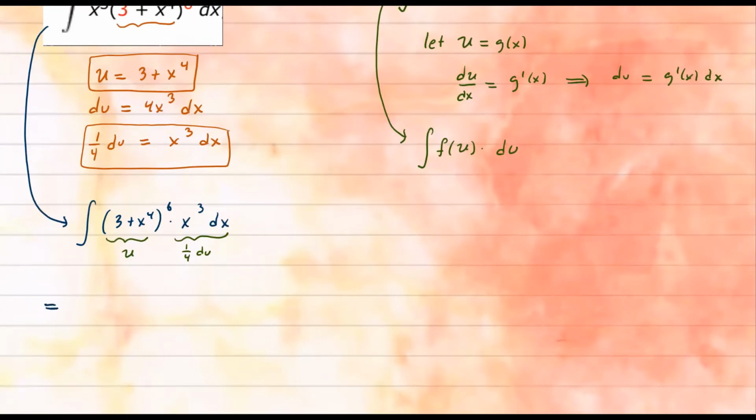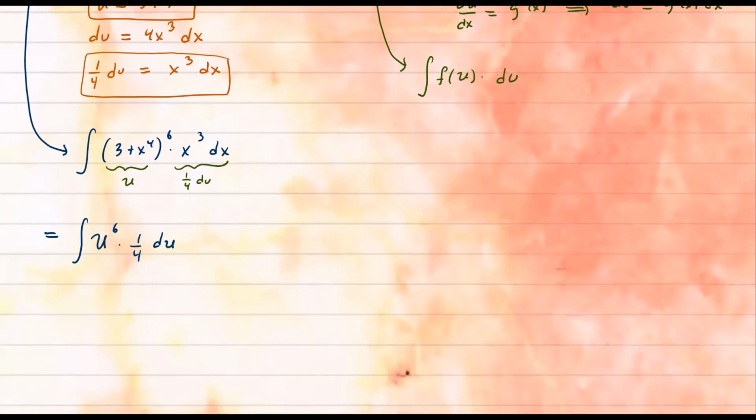So rewrite them in the u variable. So this is equal to the integral of u, well, that's being raised to the 6th power, so just write it out, times 1/4 du. So I made the replacement. Now, because 1/4 is just a constant, we know that can also be pulled out from the integration sign, because integration is linear. It satisfies the linearity property. So this is 1/4 the integral of u to the 6th times du.